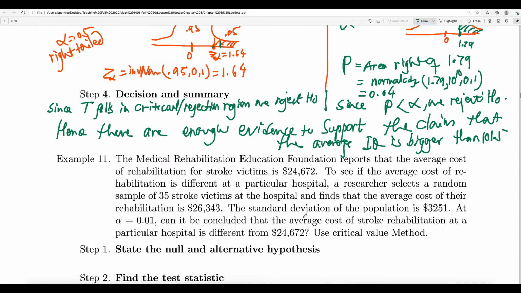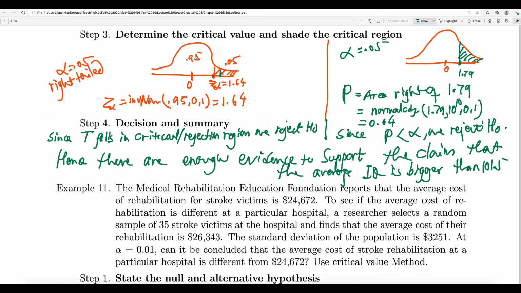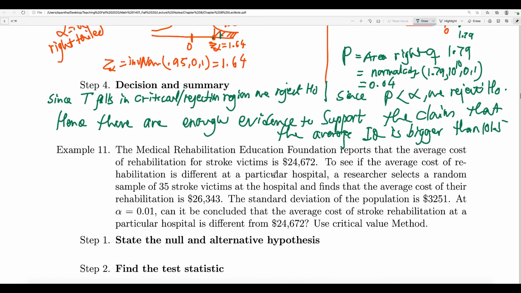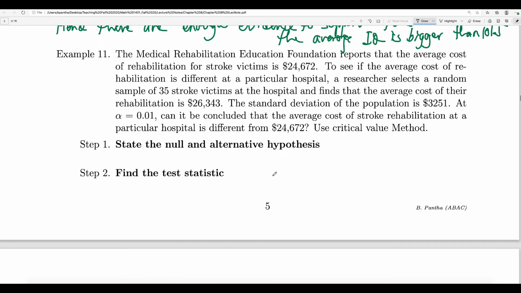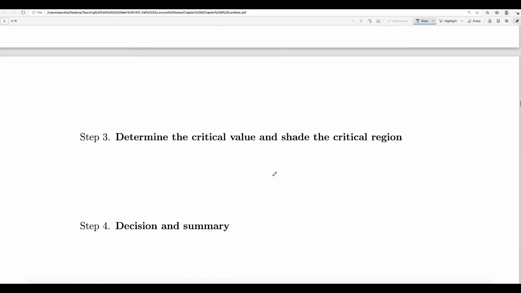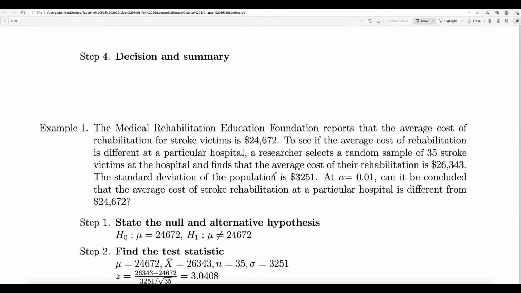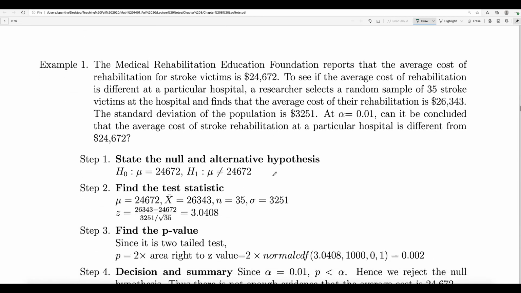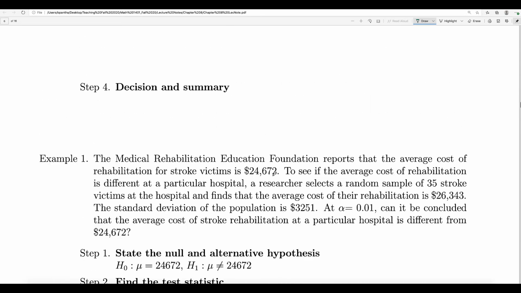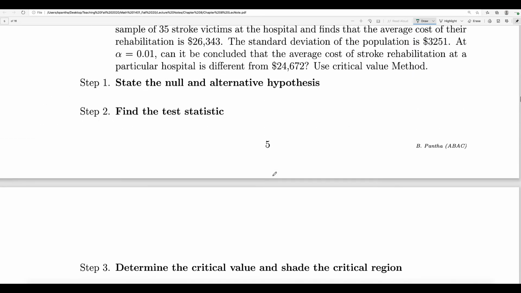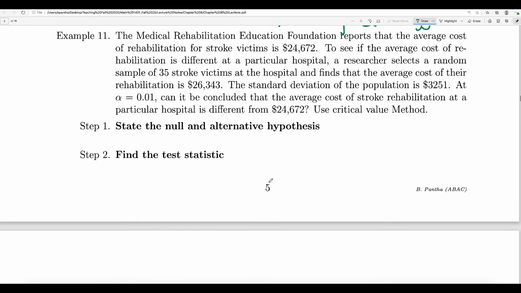Okay, so this is how you do it. You write H0 and H1, then you find the test value, then you find the critical value or the p-value, and then you write the decision. Okay guys, let us do another example. Actually, the previous one had the p-value method, so let us do one more example for the critical value method.